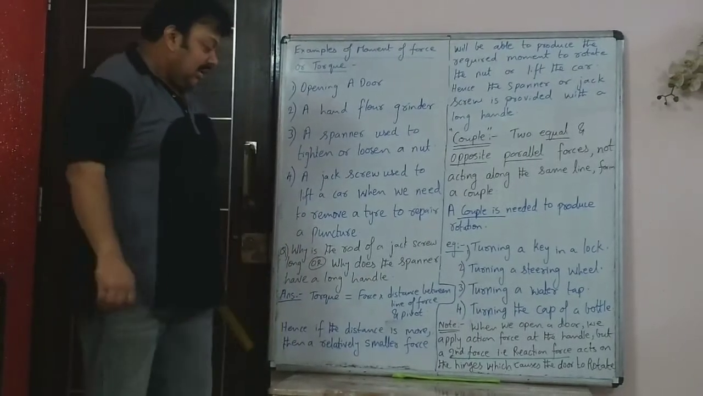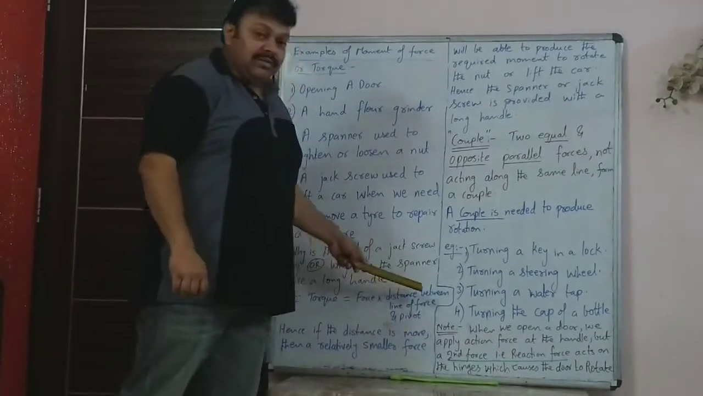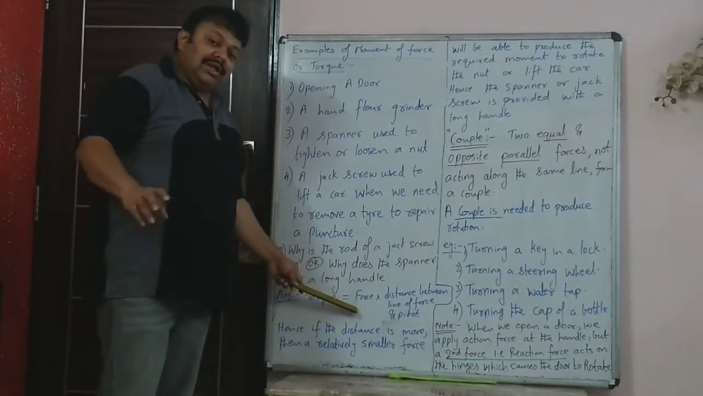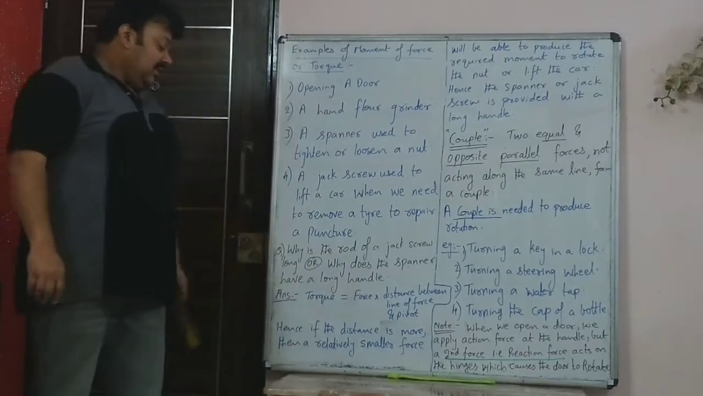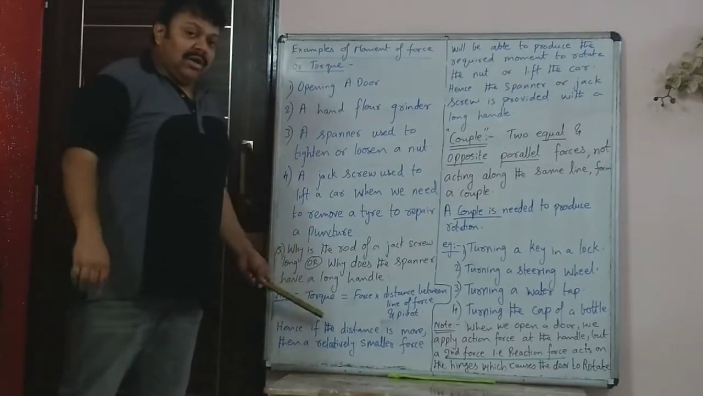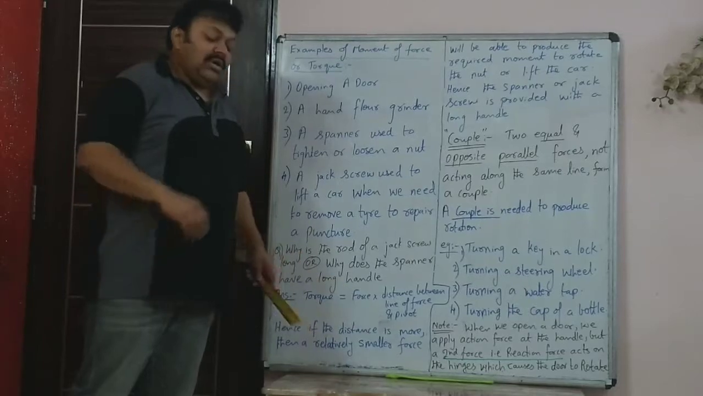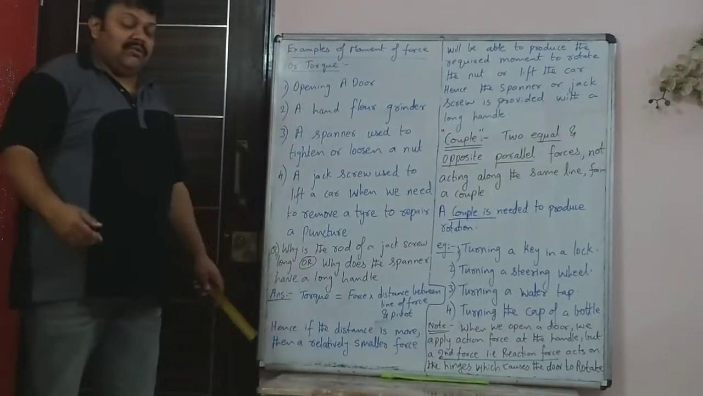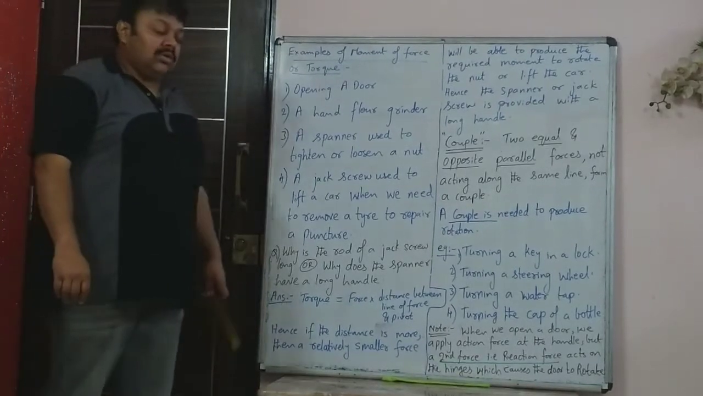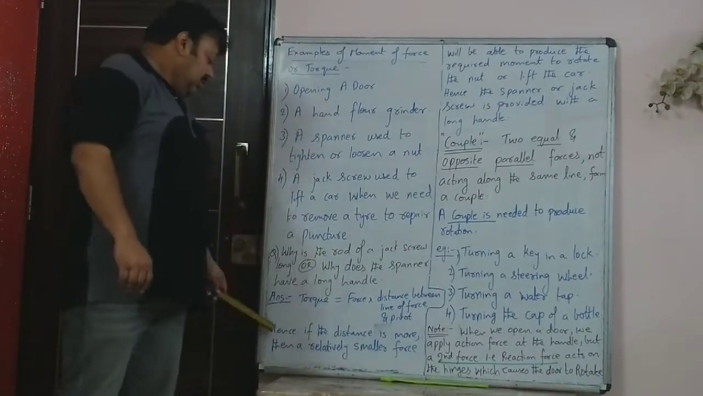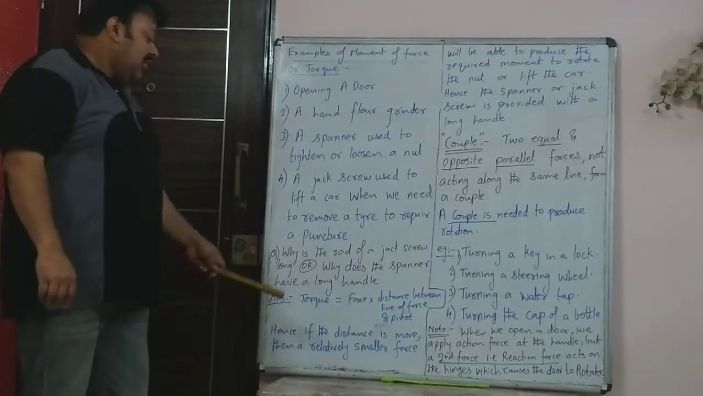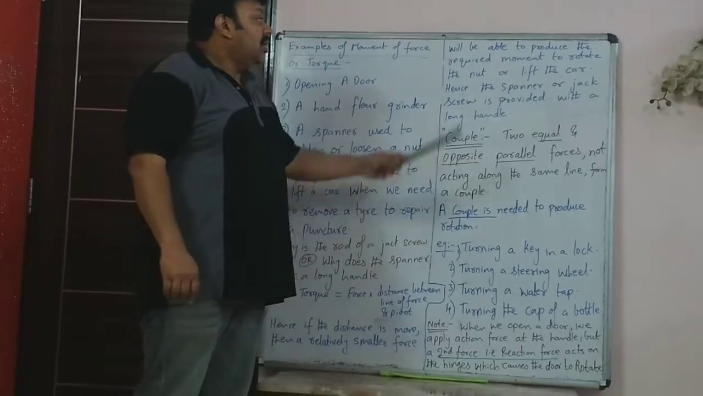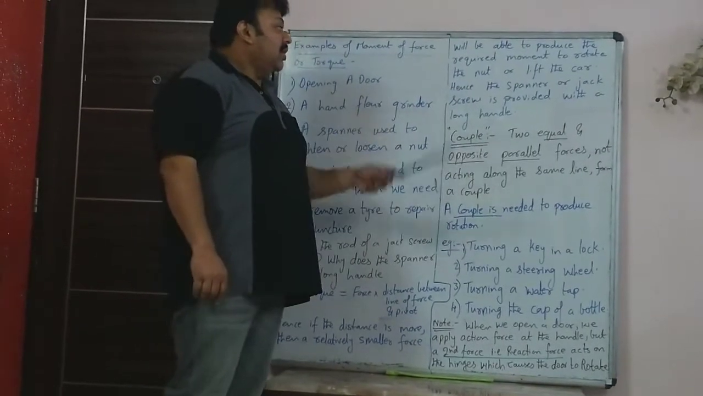Then you have to say that if this distance is very high, or if you have a large distance, then a comparatively less force will provide the required torque. So you can use less force if the handle, or the distance between the force and the pivot, is more. So that has to be explained. Hence, if the distance is more, then a relatively smaller force will be able to produce the required torque to rotate the nut or lift the car.